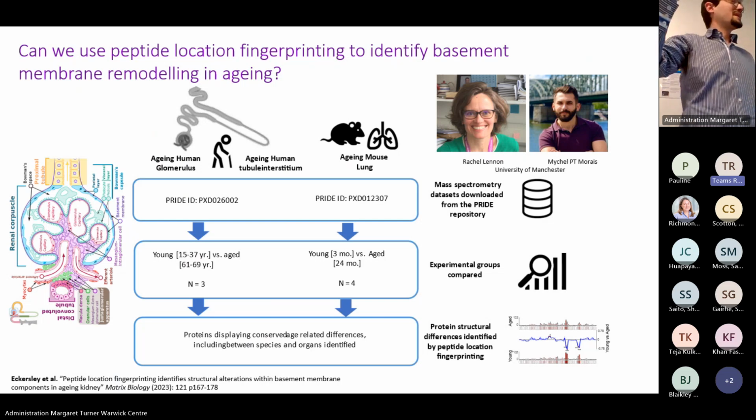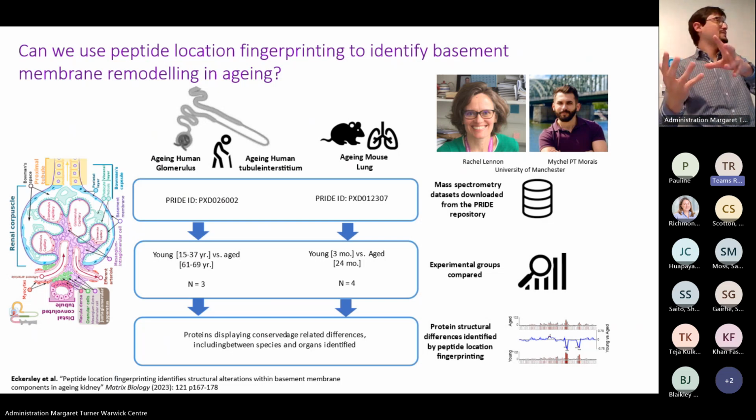It's very similar to skin, because a lot of the same components are in glomerular basement membrane as in skin and as in alveolar basement membrane. It's made of a lot of the same stuff. There are certain differences, but the idea is that because there's an overlap in the composition of the basement membrane across different tissues, you might be able to find conserved mechanisms of aging across all of them.